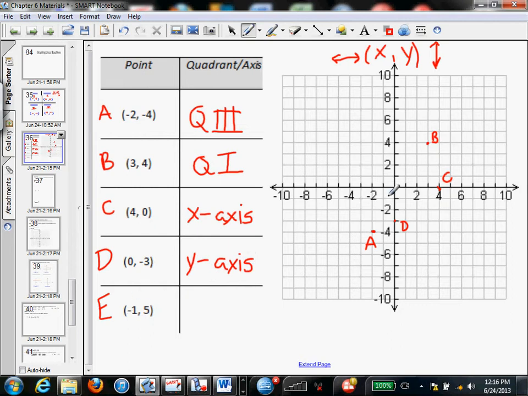Okay, and finally for the point E, we have -1 for x, so we move back 1. And now we have 5 for y, so we move up 5. That point right there will be E. And if we look, what quadrant is that in? That's in quadrant 2.